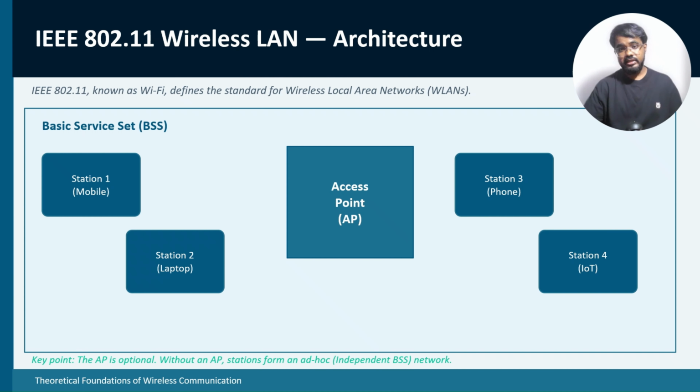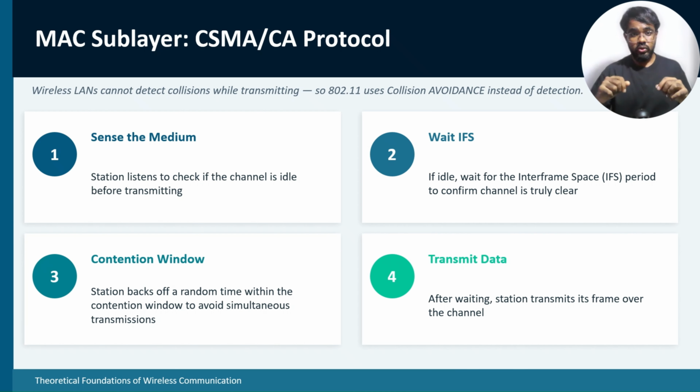To bring all these theories together, let's look at a real-world application: the IEEE 802.11 wireless LAN, commonly known as Wi-Fi. The architecture is built on the Basic Service Set, or BSS, which consists of stationary or mobile wireless stations and an optional central base station known as the access point, or AP. Because a wireless LAN shares the airwaves, collision detection is incredibly difficult. Stations cannot listen and transmit at the same time efficiently.